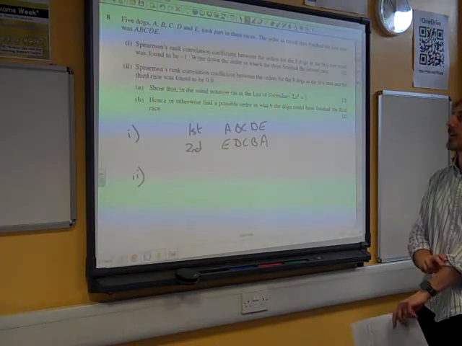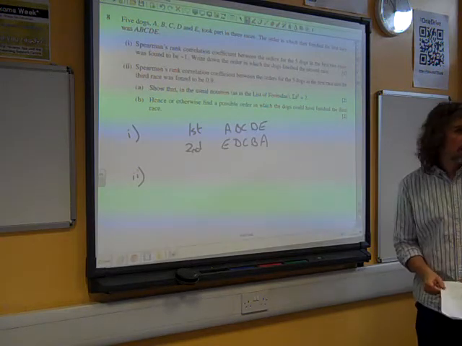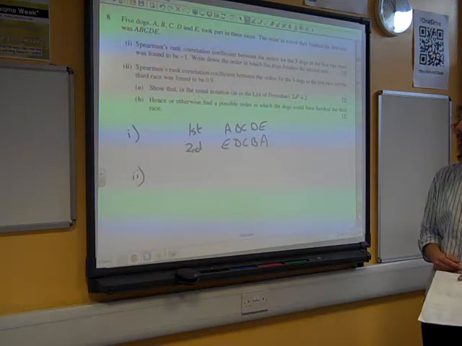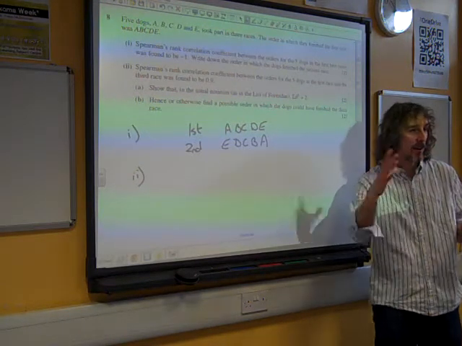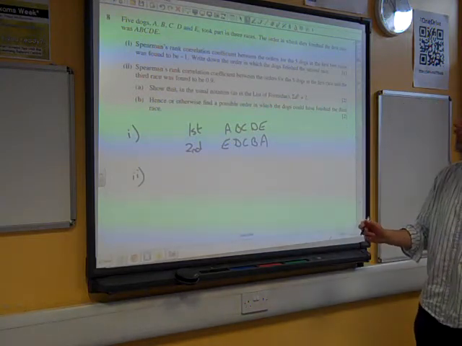Spearman's rank correlation coefficient between the orders of the 5 dogs in the first race and the third race was found to be 0.9. Show that in the usual notation, sigma d squared equals 2. This is great, isn't it? So this is kind of turning Spearman's rank completely on its head and giving it a nightmare.